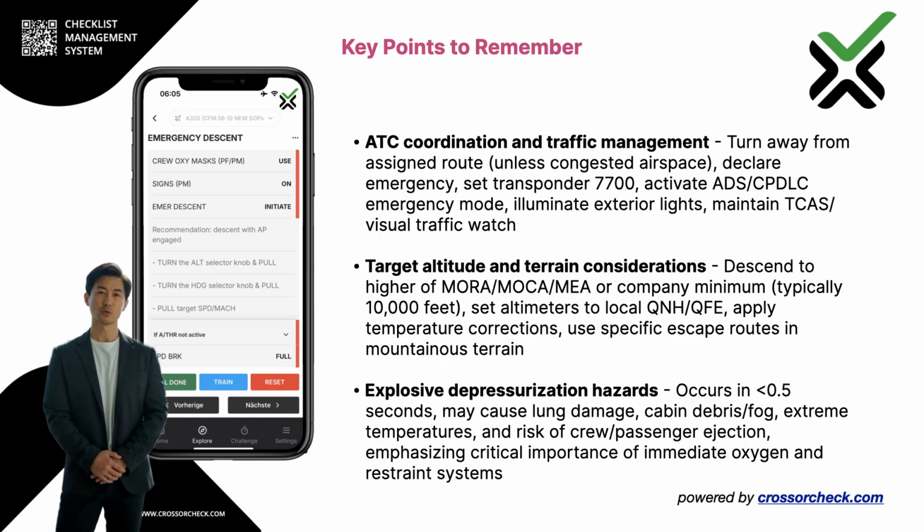Target altitude and terrain considerations. Descend to the higher of MORA, MOCA, MIE or company minimum. Typically 10,000 feet. Set altimeters to local QNH or QFE. Apply temperature corrections, use specific escape routes in mountainous terrain. Explosive depressurization hazards. Occurs in less than 0.5 seconds, may cause lung damage, cabin debris or fog, extreme temperatures, and risk of crew and passenger ejection, emphasizing critical importance of immediate oxygen and restraint systems.